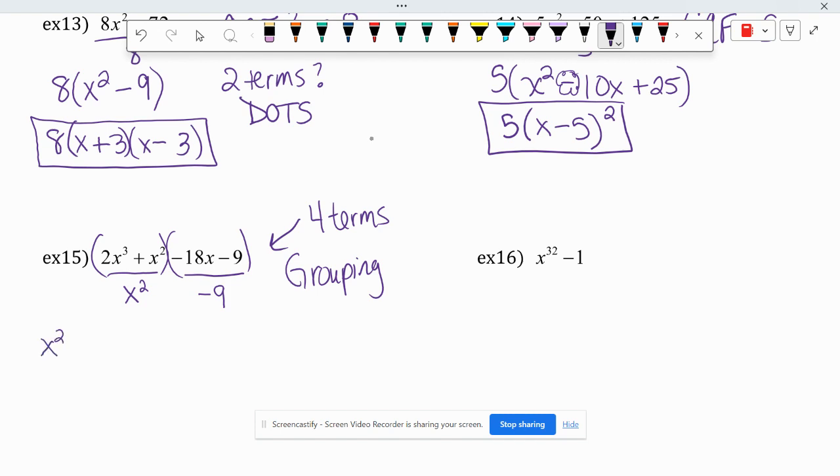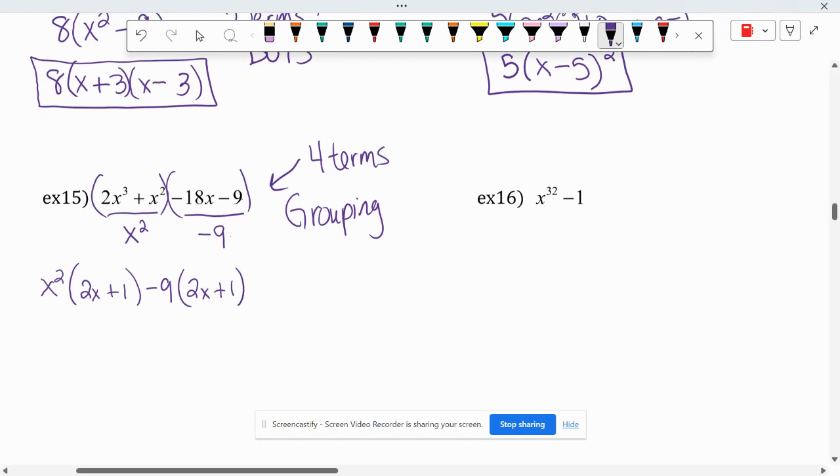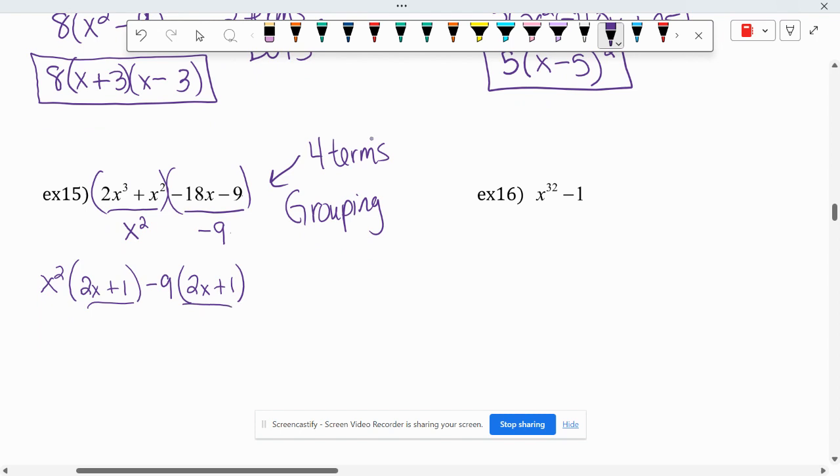So I have x squared times the quantity, let's see, 2x cubed divided by x squared is just 2x. X squared divided by x squared is 1. Minus 9, let's see, negative 18x divided by negative 9x is a positive 2x. Negative 9 divided by negative 9 is a positive 1. Do I have my repeat, my copycat? I sure do. Copycat comes out first. 2x plus 1 times x squared minus 9.